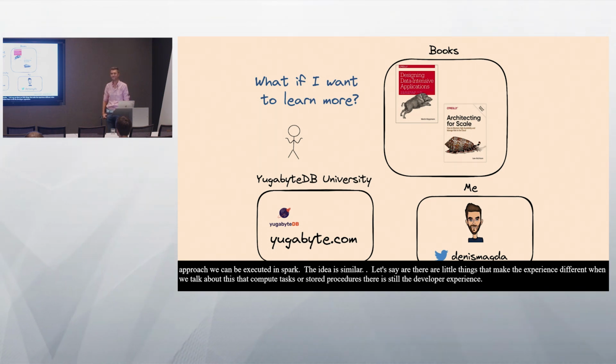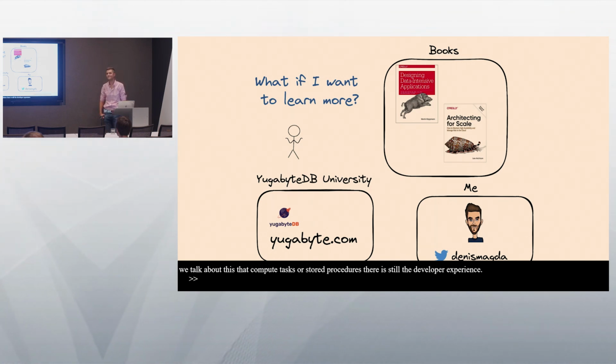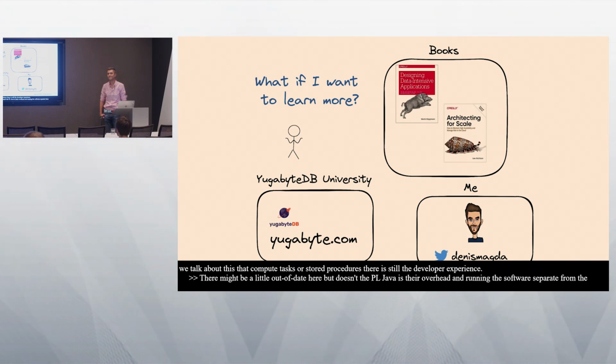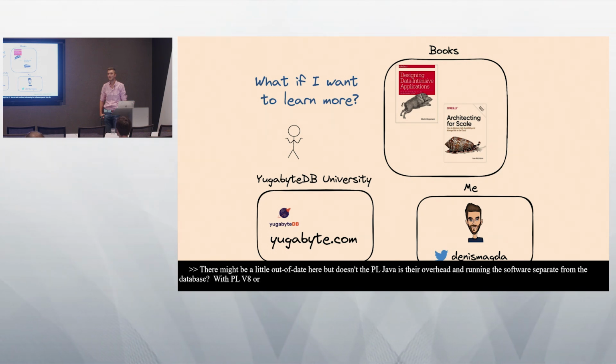Well, I have a question. I may be a little out of date here, but with PL Java, is there overhead in running the JVM separate from the database? Because with PL v8 or Python, isn't it the same process set?